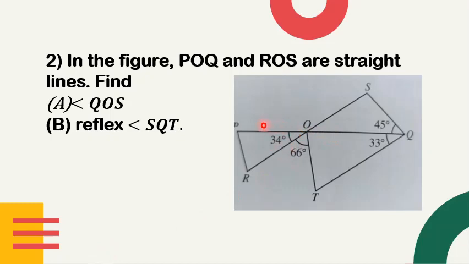Right, let me just show using a point mark. POQ is a straight line. Okay, you know that for a straight line, the total angle is 180. We have angle 34 and 66 here, and this is unknown. What do you need to do to find out the unknown here? Okay, after you get this value, only then you can find out angle QOS here. Okay, that's the only clue I can give.